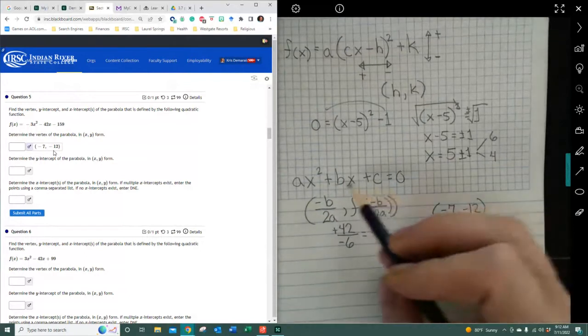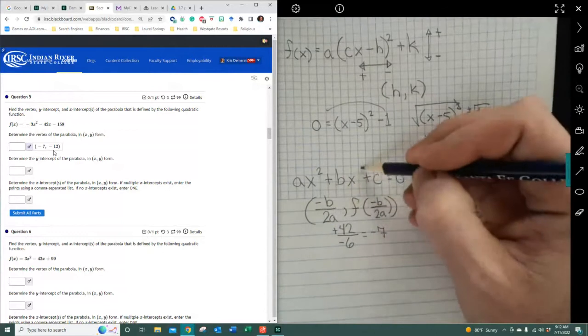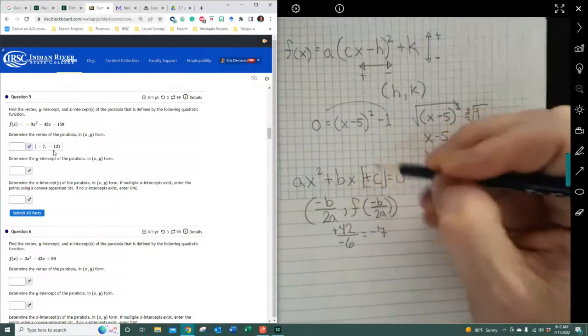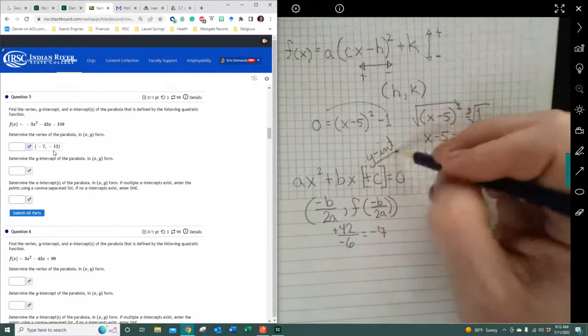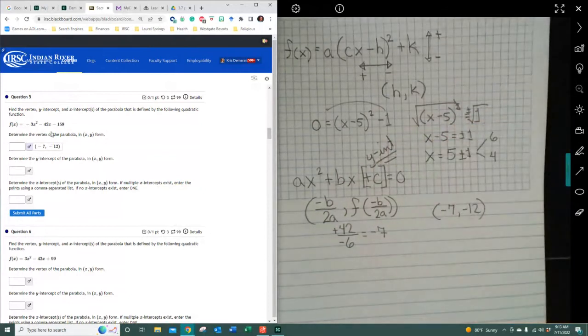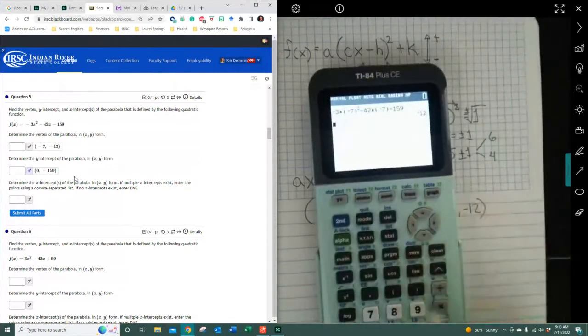Now, one thing that's nice about this form, when it's ever in this form, is that the y-intercept is identified right there. And we can go ahead and say it's -159, boom, done. So (0, -159). All right. Now the x-intercept.